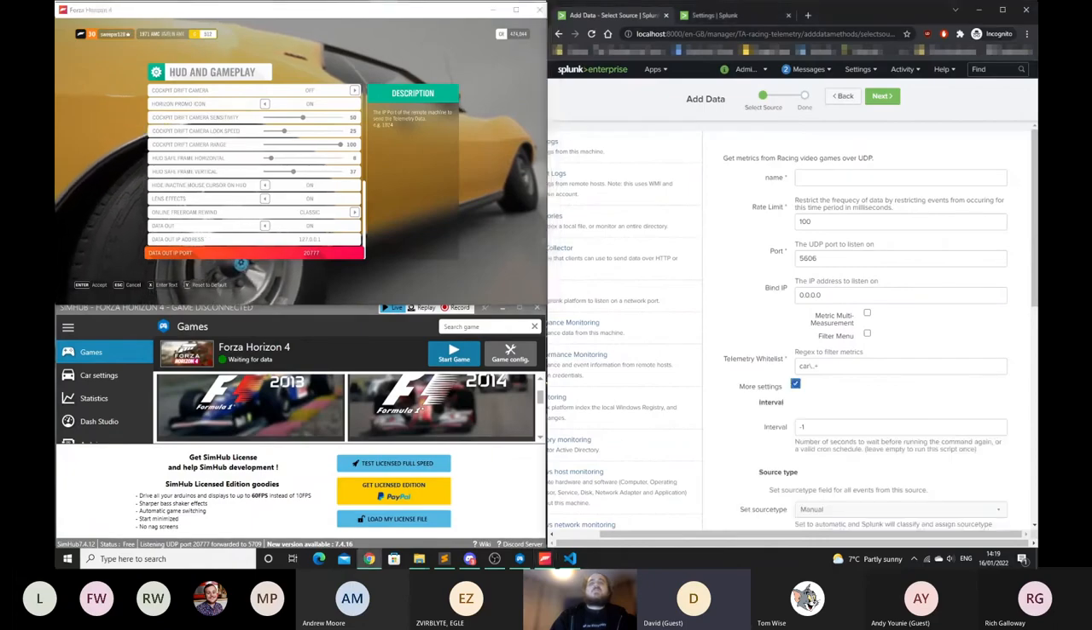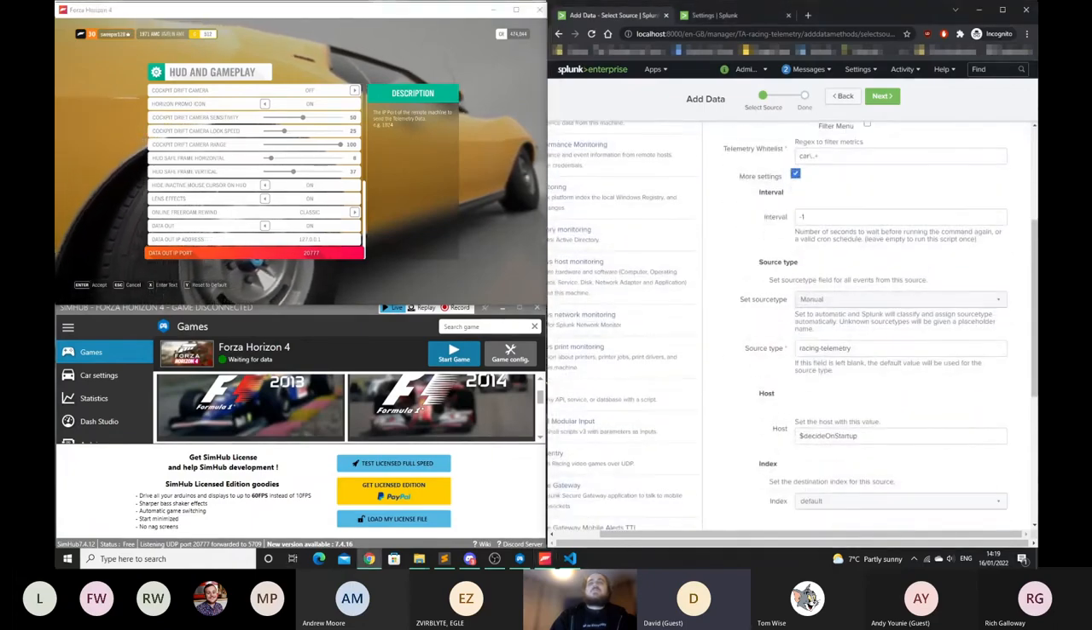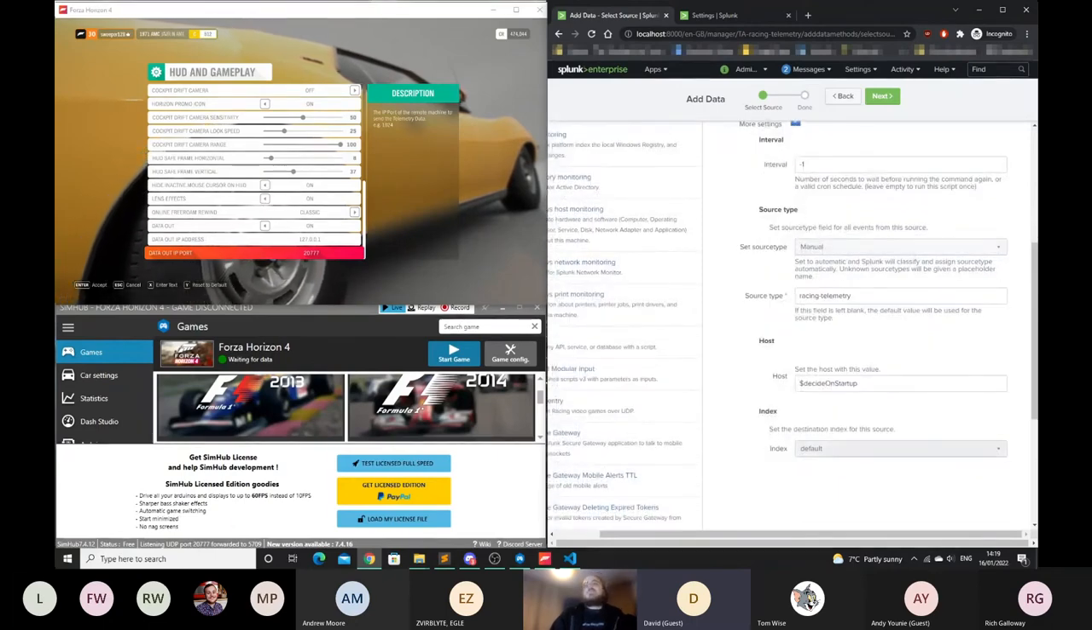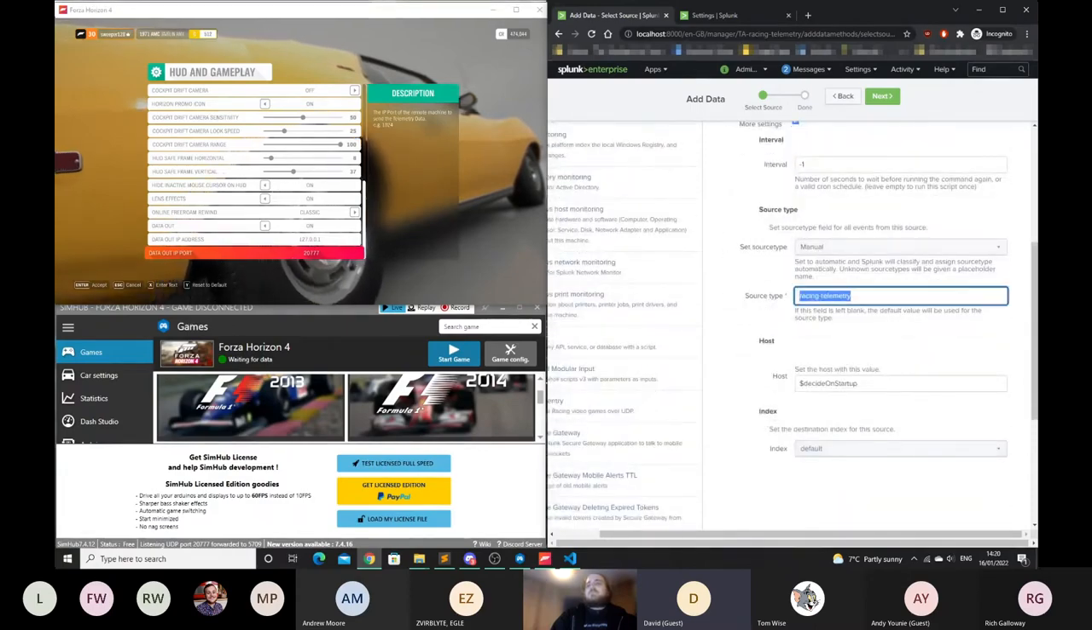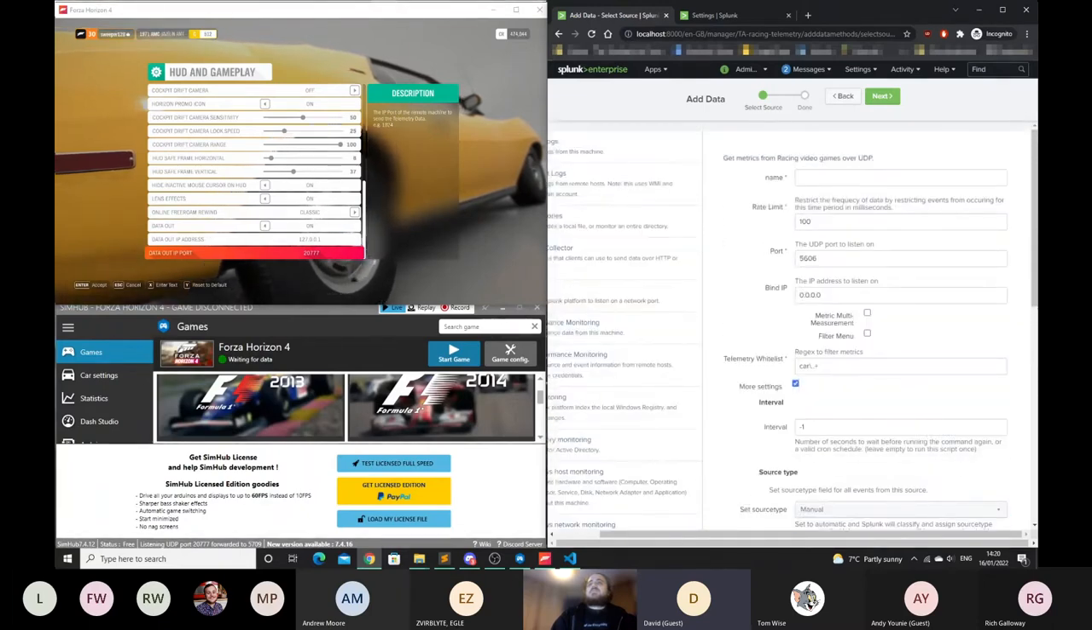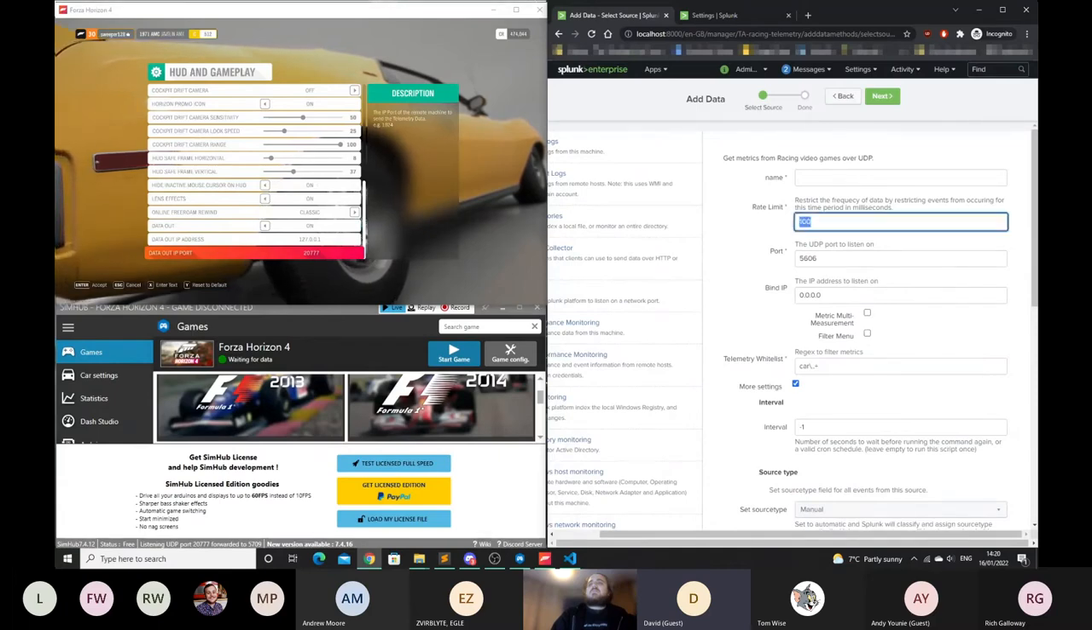I will show you the other options briefly. The index should be set to a metrics index, which I have created called telemetry, and it defaults to this racing telemetry source type. There are a couple of options that I haven't messed about with, but they are present: metric, multi-measurement, and filter menu. You can also change the rate limit to say how frequently your data should be updated. In this case, it's 100 milliseconds.